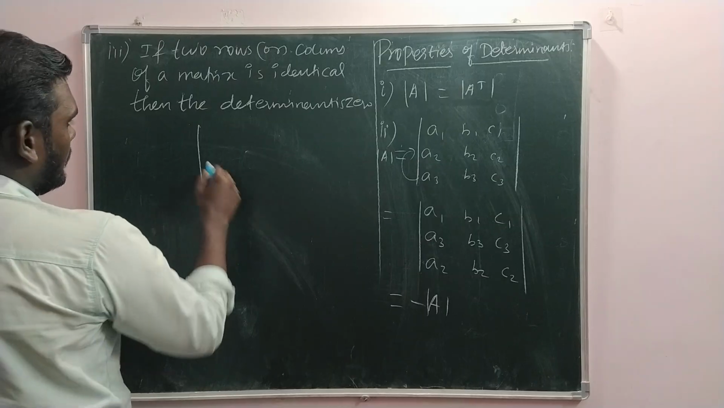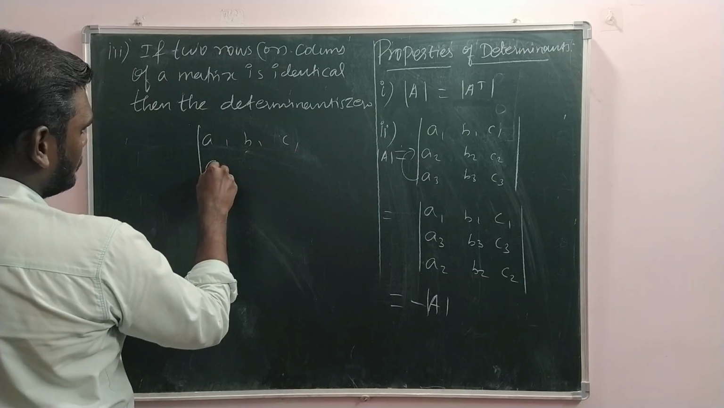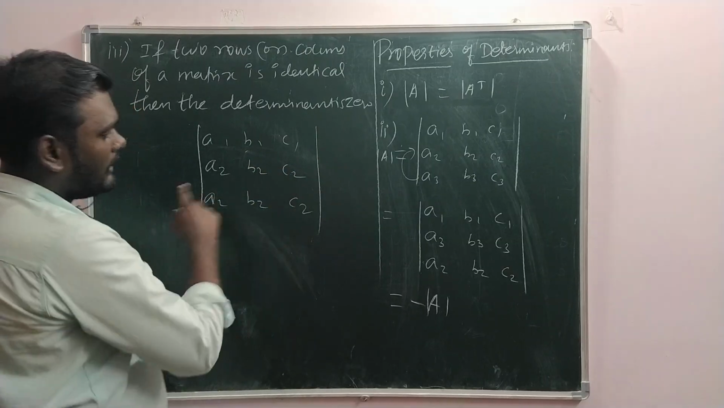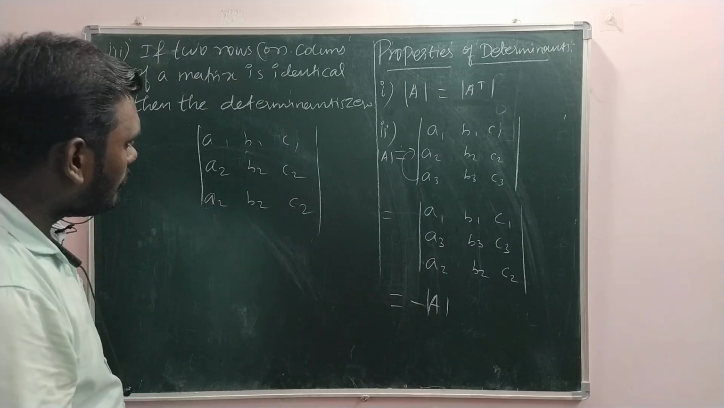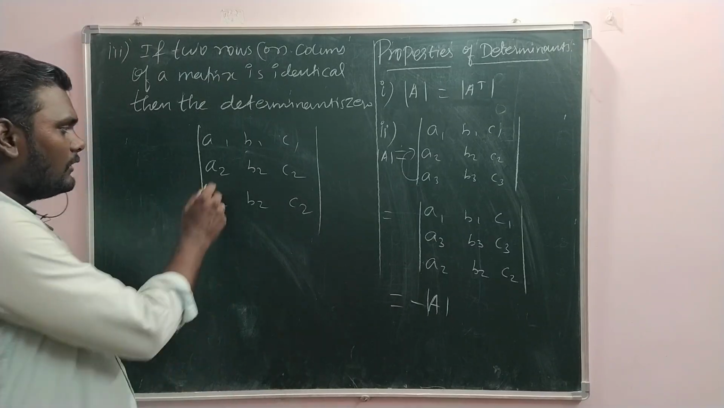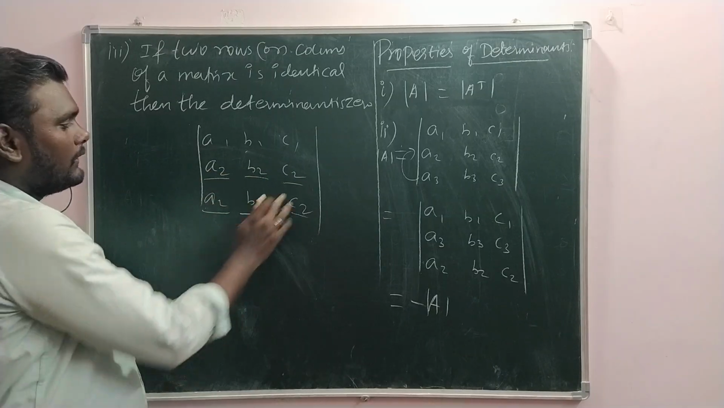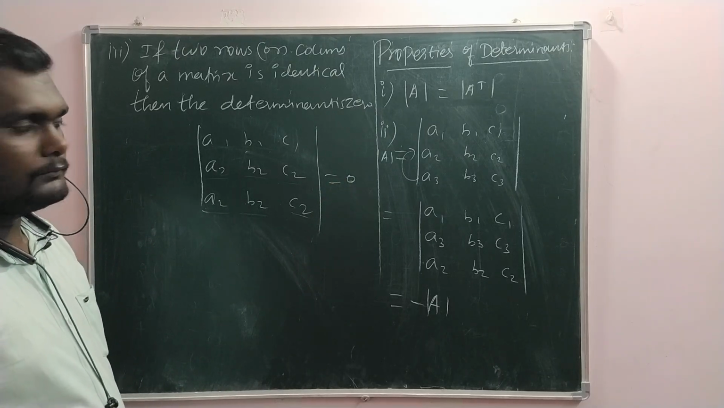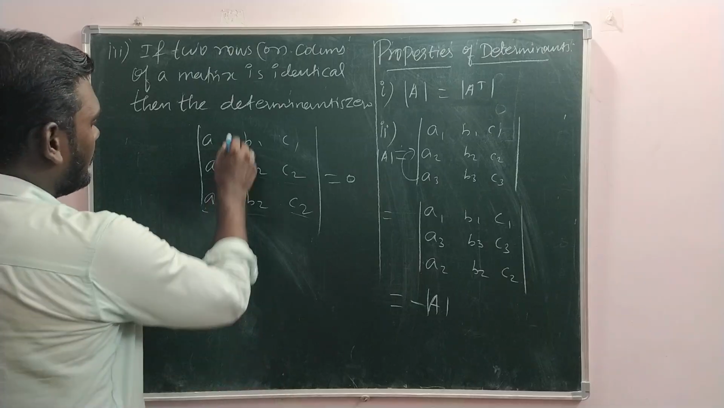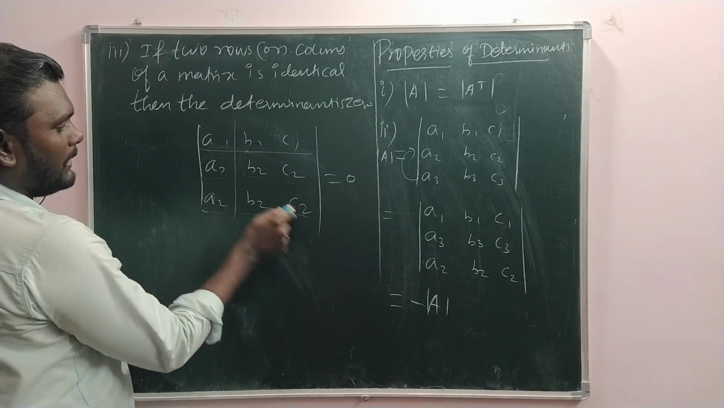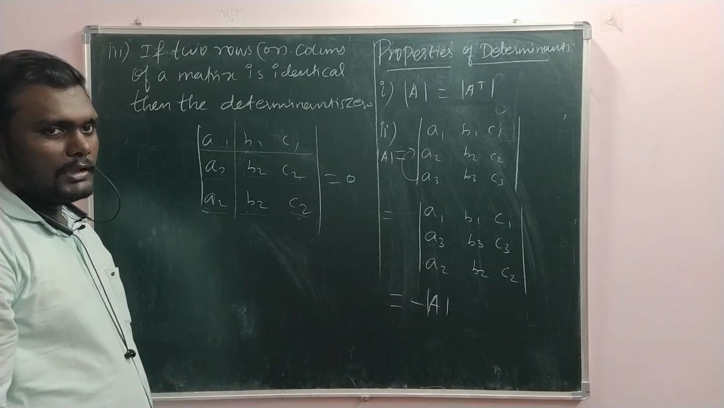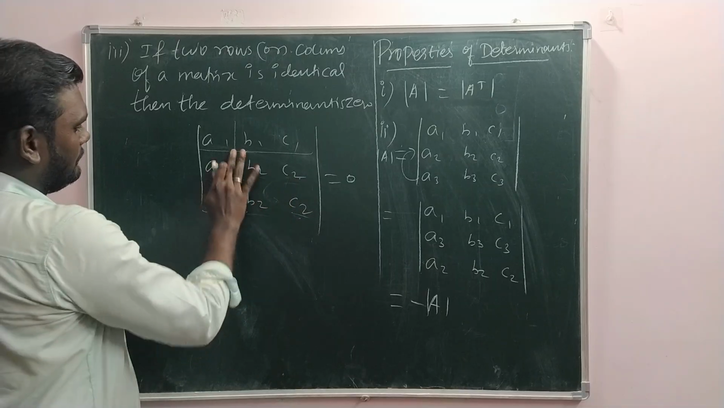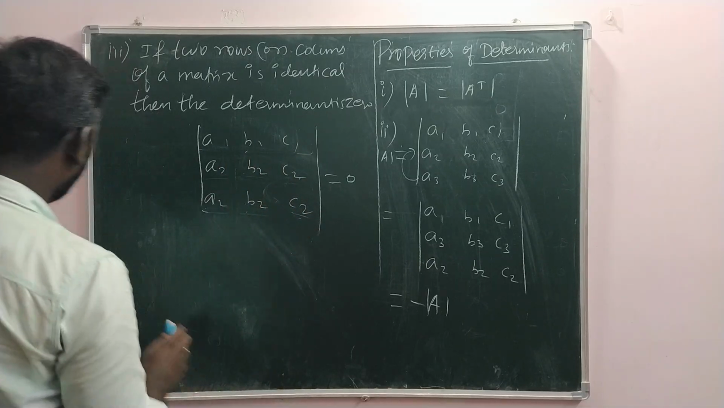So, like this, A1, B1, C1, then A2, B2, C2, and this also equal to A2, B2, C2. Then we get two rows equal, right? Or suppose we get two columns equal, also the same thing: A2, A2, B2, B2, C2, C2. So this determinant value is obviously 0. Clear? Why? Because if you take the minor of A1, B2C2 minus B2C2 is 0. The same happens for all the elements, and that's why the determinant value is also 0.